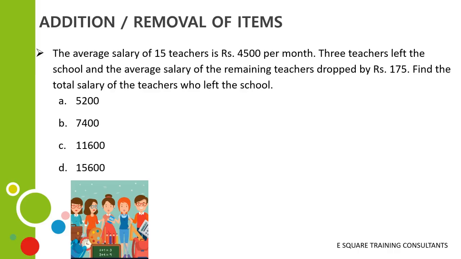So here the average salary of 15 teachers is 4,500. So 4,500 is the average, this is capital A. N is the original number of teachers. 3 teachers left the school, so small n is 3 here. The number of items is being removed, so my formula reduces to A plus or minus 1 minus n by N into x. Since the number of items has been removed, it is 1 minus n by N into x. And it is dropped by 175. So it is dropped again.